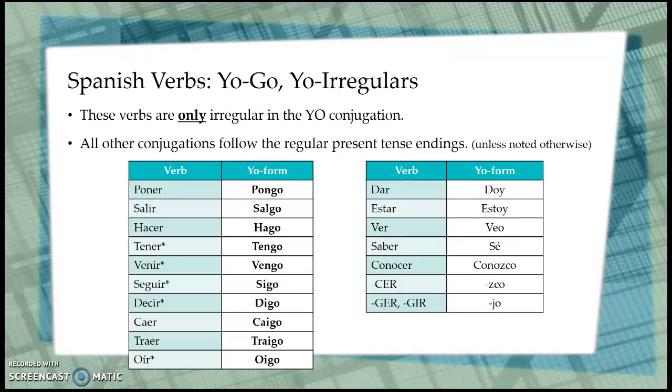And lastly, we have oír. Oír becomes oigo in the yo form, but it does something special in all other conjugations where it has a Y. We'll see this verb again in just a little bit.